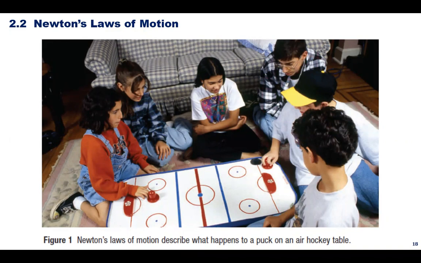So Newton's laws of motion are these three separate statements that explain how and why objects move or stay at rest. When a player hits a puck on the air hockey table, as shown here in figure 1, Newton's laws describe what happens to the puck before, during, and after the collision with the paddle. Newton's laws also describe the forces the objects exert on each other. You can use these three laws to explain the motion of many types of objects, experiencing and exerting different types of forces.